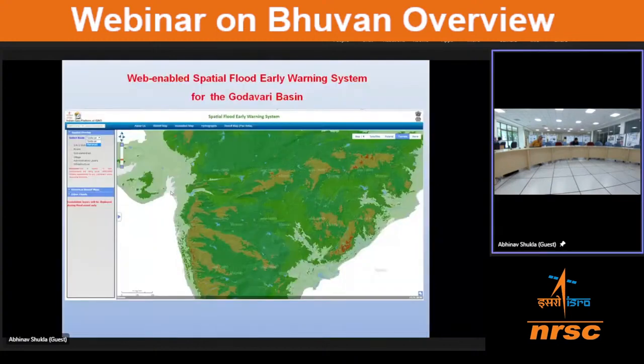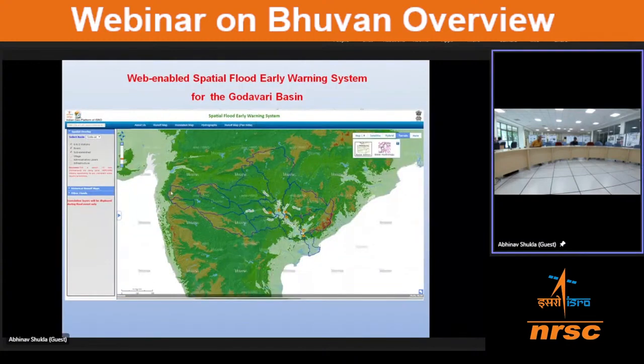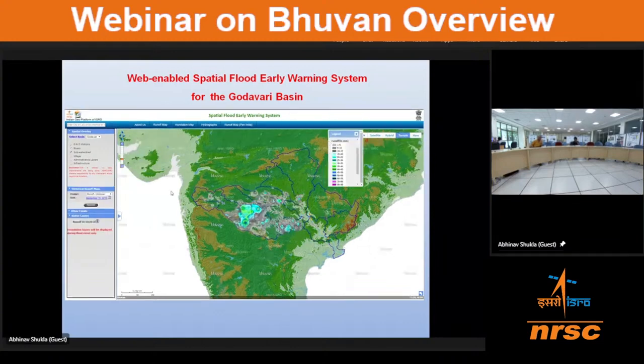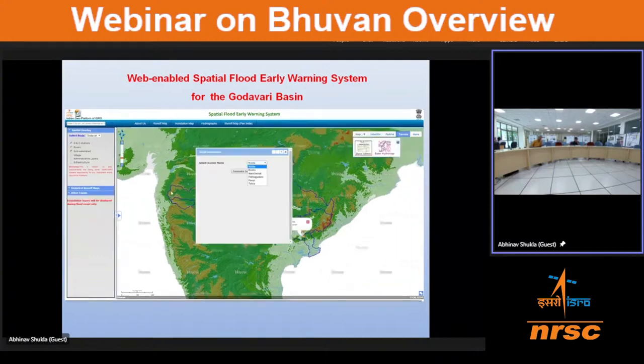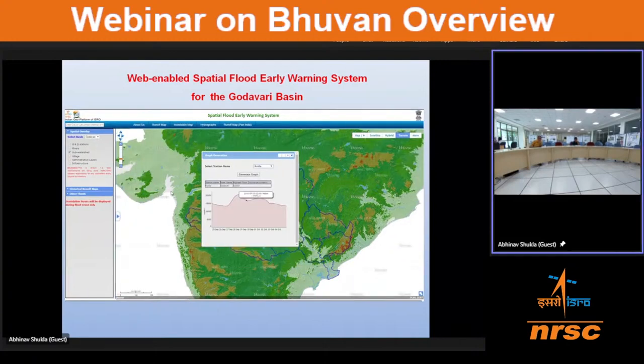As far as early warning is concerned, we are also doing the flood early warning system. We have prepared it for various river basins. Godavari and Tapi are being done under the National Hydrology Project. So under this web-enabled spatial early warning system, we are in a position to forecast the hydrograph as well as the spatial pattern of flooding that will happen over various stations and over the entire stretch of the river basin. And you will be in a position to see the overall discharge that will be there in future times.